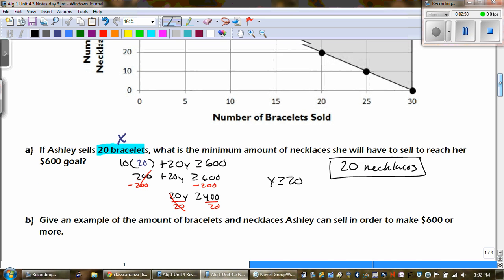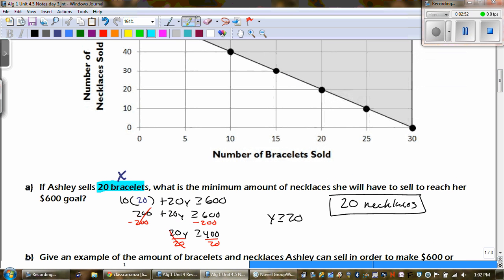Okay, and as we're looking at this right here, we know that this is the bracelets. If she sells 20, you go up. Oh, look at that. It says our answer right there. Oh, man, we didn't have to do that work. But aren't you glad you did?